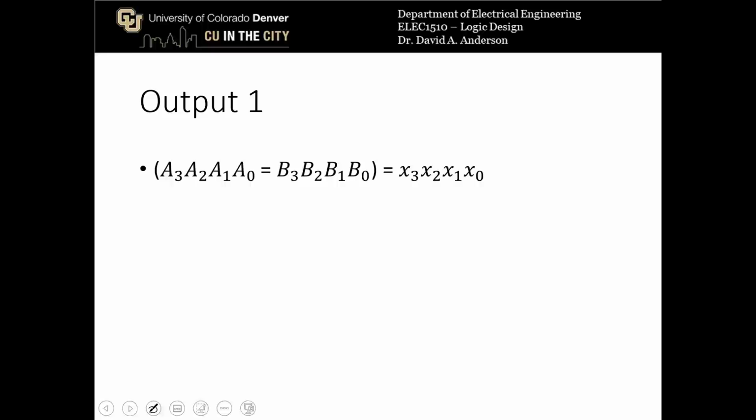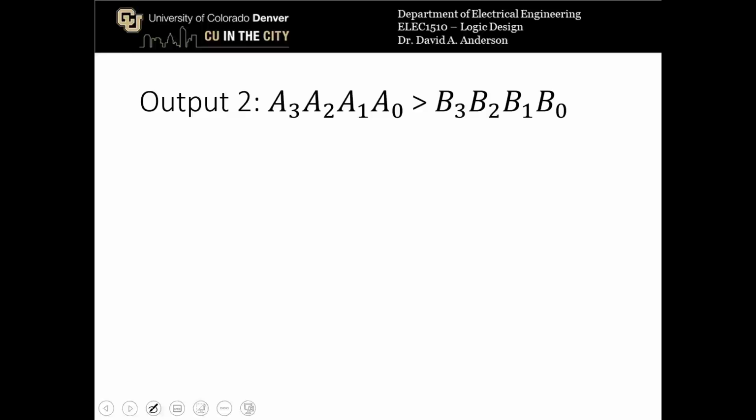All right, so let's look at how we would compare the two numbers A and B to determine if the two numbers are equal. Basically, if any of the x variables out of the equality circuits that we derived in the past slide is a 1, then the two bits A3, B3, or A2, B2, etc. are going to be equal. So if we just take the AND function of all of the x variables that come out of the equality circuits, we just AND them all together. If they're all 1, then the two numbers are completely equivalent. So that's output 1 checking for equivalence.